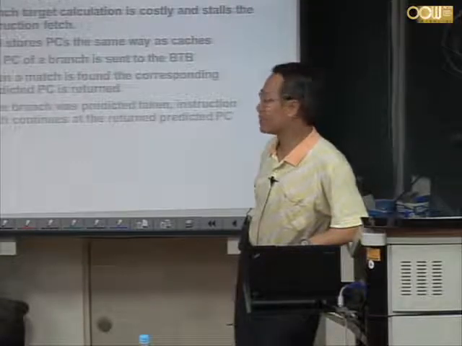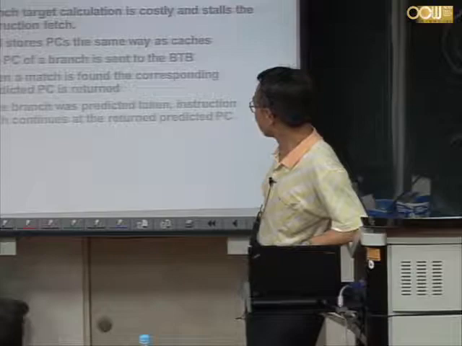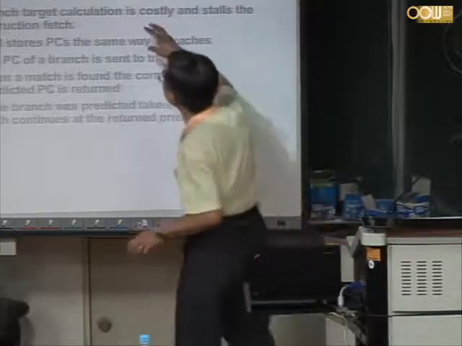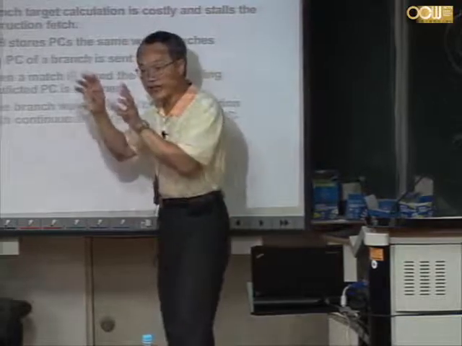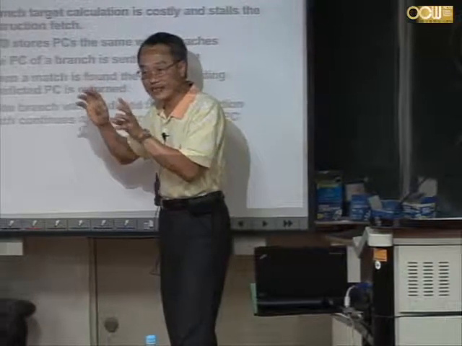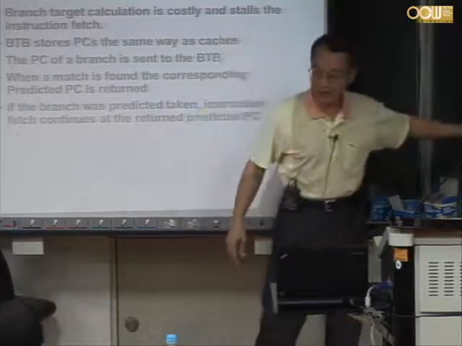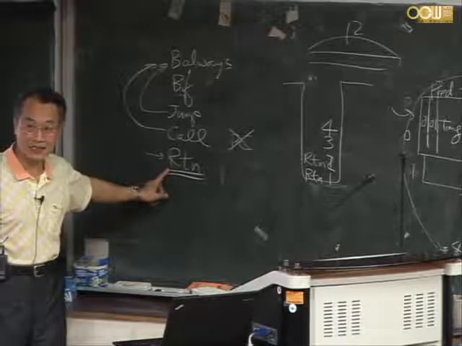Okay, are we done with this? Okay, that's branch target buffer. So branch target buffer deals with some kind of branches, but we need something else to deal with another kind of branches. The other kind means return.